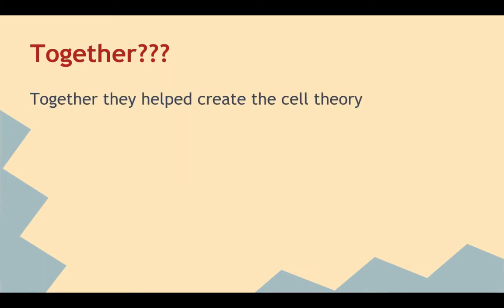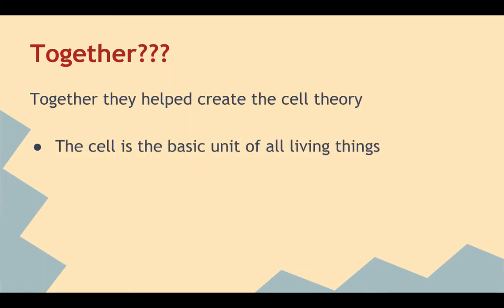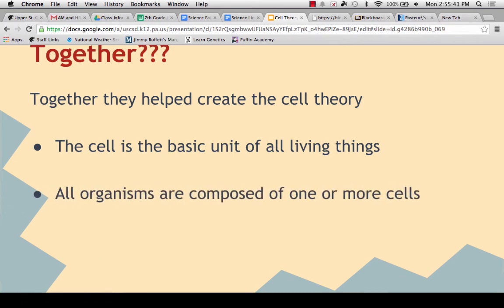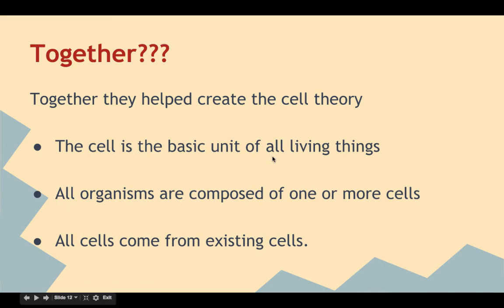Together, all of these scientists produce what we call the cell theory, which is based on a specific set of facts. You have the cell is the basic unit of all living things. All organisms are composed of one or more cells, and all cells come from existing cells, which is what we just showed you in the last slide.